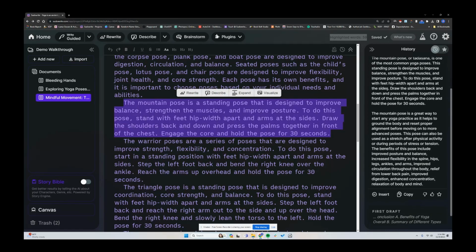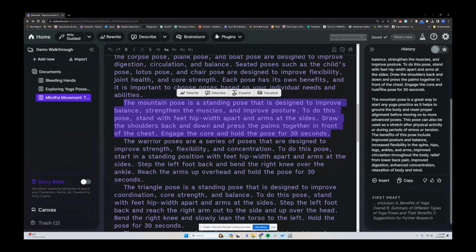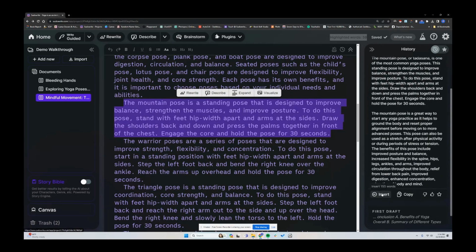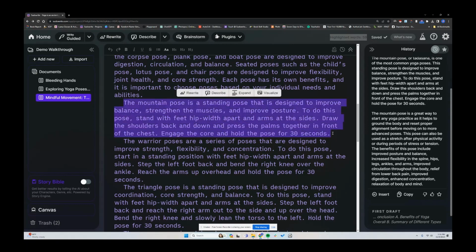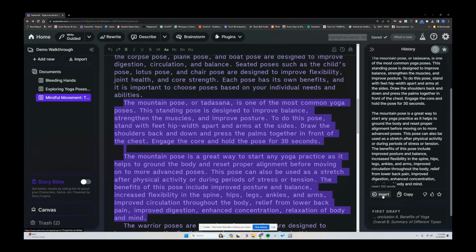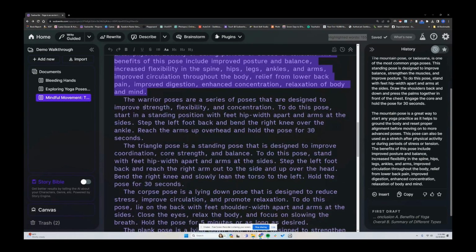And then it gives us all of this for the mountain pose. So I can insert, and again, I have all this highlighted, so when I click insert, it's just going to replace. If I don't want to replace, I will not highlight it, and put my cursor where I want the information to go, but I want to place that. And now I could actually go through and do that with each one.